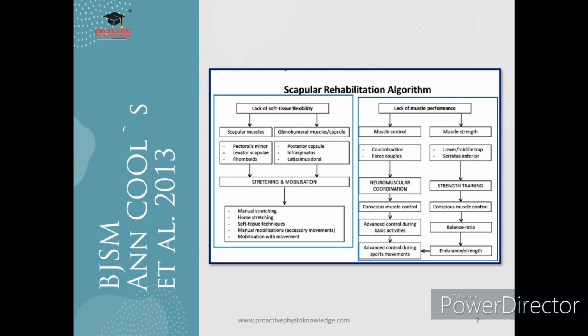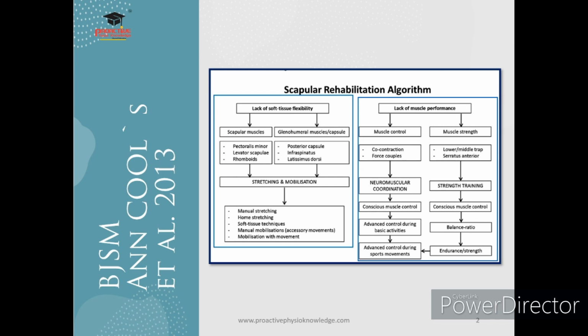Pectoralis minor and levator scapulae tightness can lead to scapular dyskinesis. As well, if you find posterior capsule tightness or infraspinatus lack of flexibility, that also causes scapular dyskinesis.